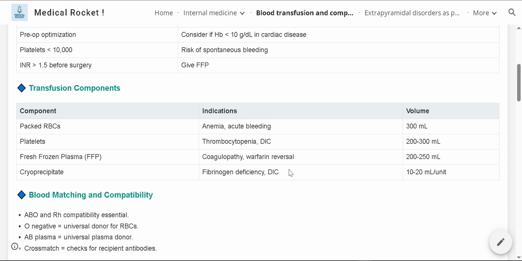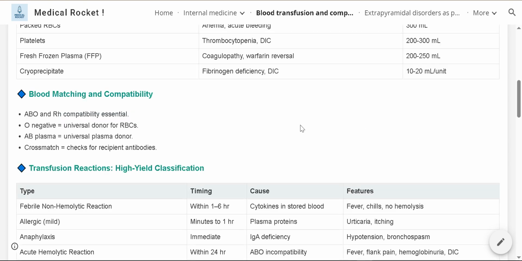Now, test yourself. HB 6.5, with hypotension after trauma, give packed RBCs. Platelets 8,000 in a chemo patient, no bleeding. Still transfuse. Spontaneous bleeding risk is high. INR 2.2 before paracentesis, correct with FFP. These decisions save lives. They also rack up exam points.